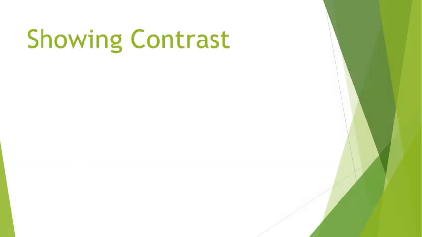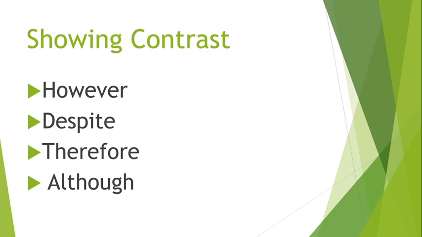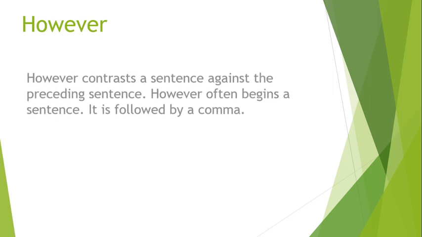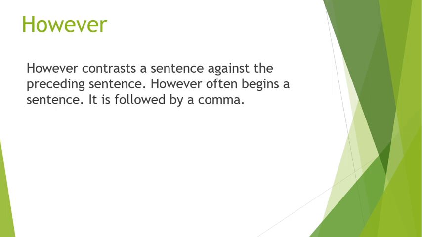Now, expressions that show contrast: however, despite, therefore, and although. Let's see the first one. However. However contrasts a sentence against the preceding sentence. However often begins a sentence. It is followed by a comma.